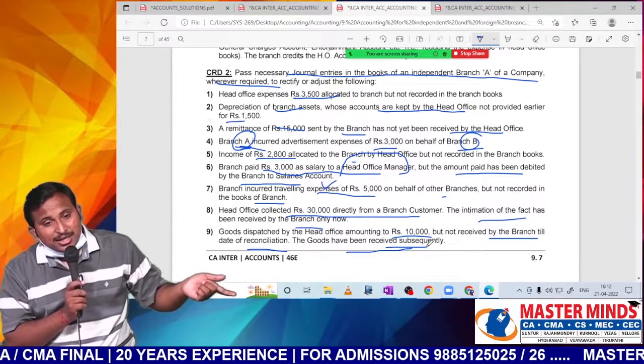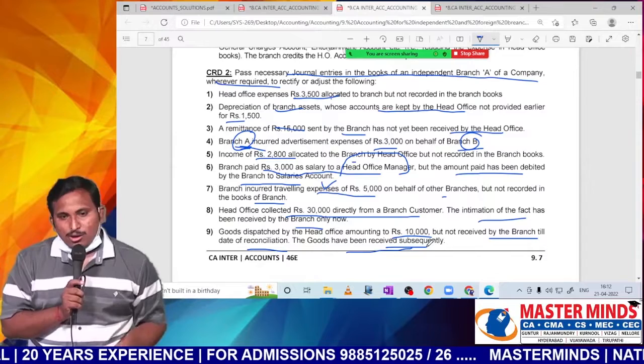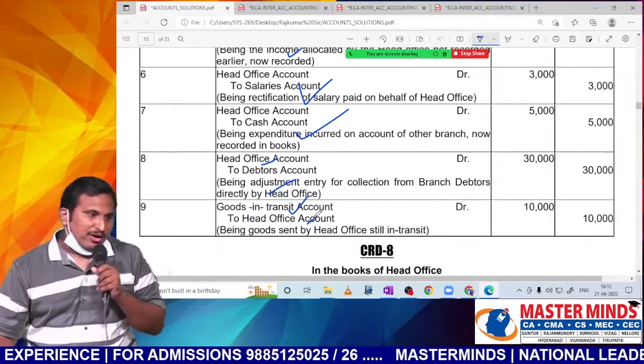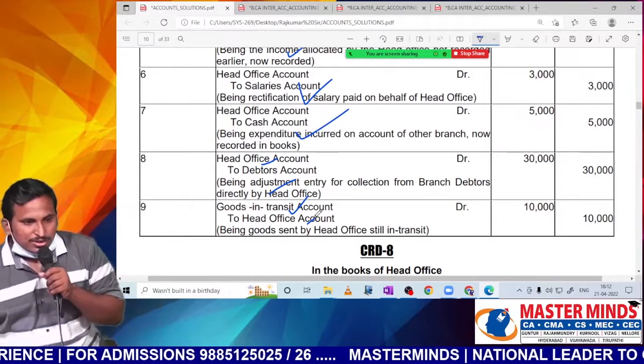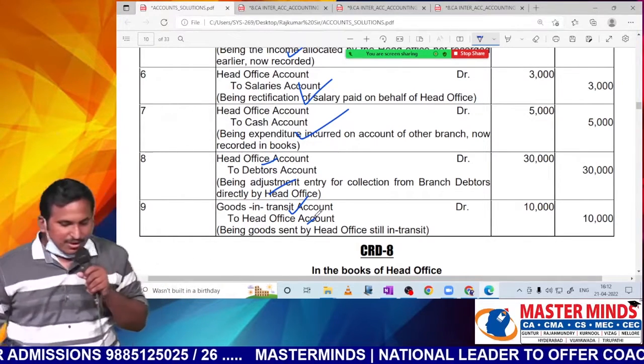Who have sent? Head office. Who have recorded? Head office. Who have not recorded? Branch. Now we will record stock in transit or goods in transit to head office. Over. Sir, have you all understood this question? Rectification entries or reconciliation entries are also very, very important.